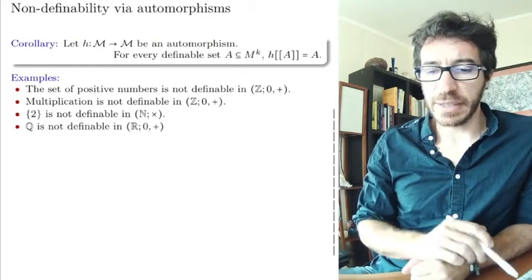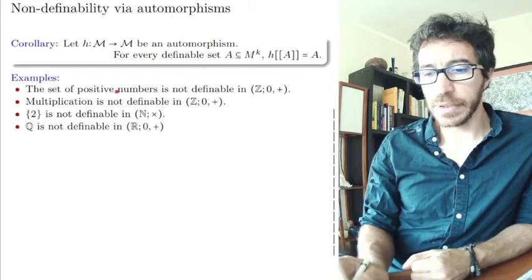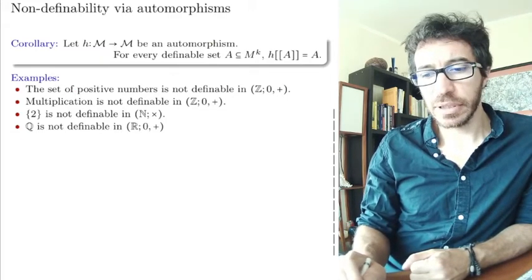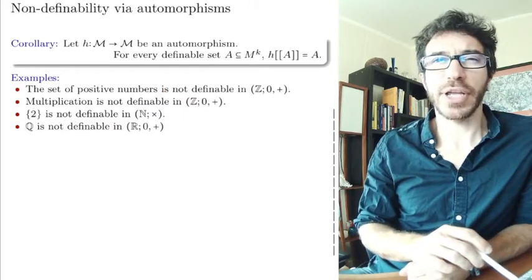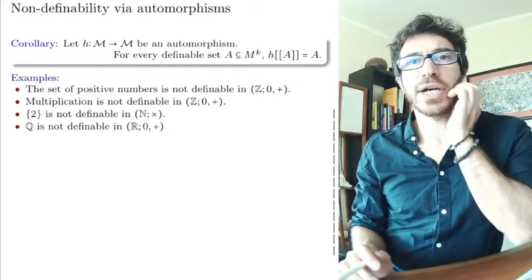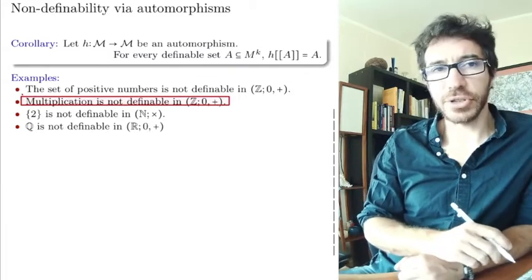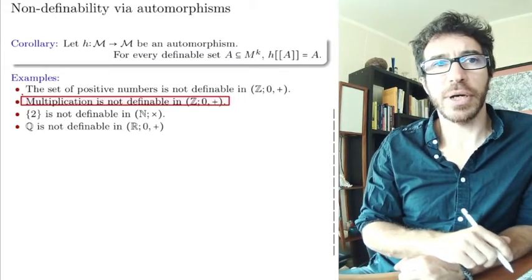So here are some examples. I'm going to leave the first one for you guys to figure out: the set of positive numbers is not definable in the integers with 0 and plus. The next one is a bit more interesting, so let's look at that one. Multiplication is not definable in the integers with 0 and plus.